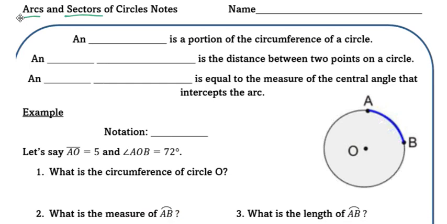An arc is going around the outside of the circle. It's a portion of the circumference of a circle. So the circumference of a circle is going around the outside of that circle. Really, it's the distance going around the outside. An arc, like you see here, is just part of that.